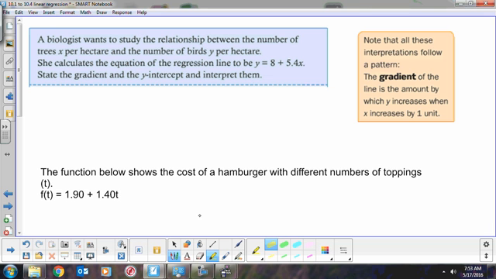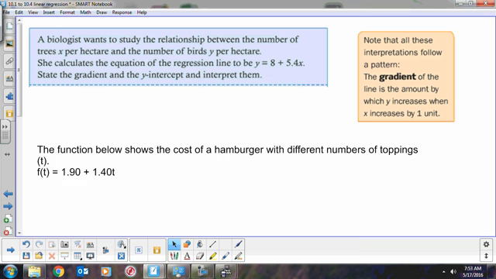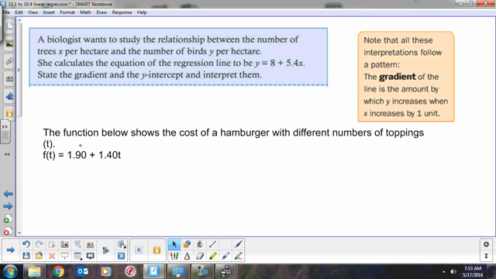The function below shows the cost of a hamburger with different choices of toppings t. So t is the number of toppings. So if we wanted to interpret this, then we would say that as the number of toppings increases, I should say, the price. Let's do this one first.